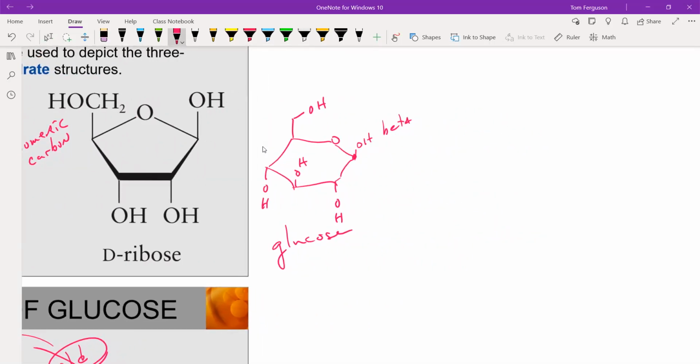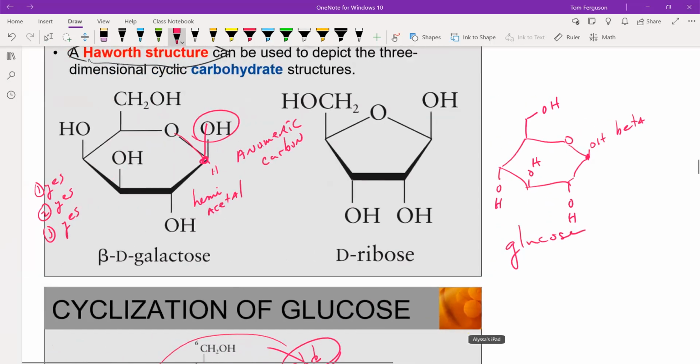All right, I'm going to do this with glucose instead of galactose.